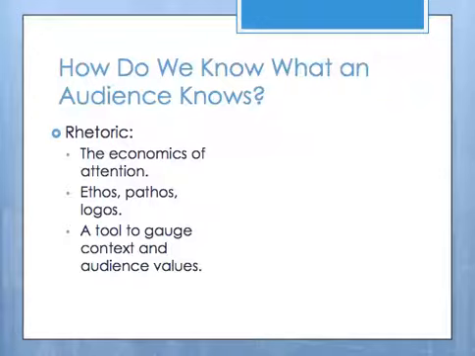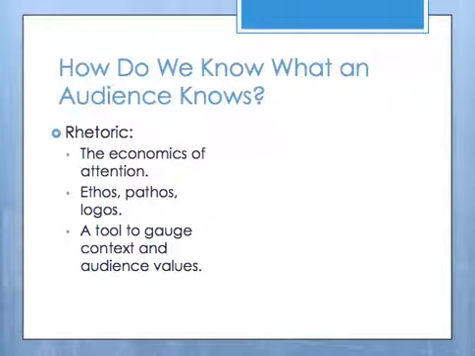Now we're going to go on to something I mentioned before, which is rhetoric. So how do we know what an audience knows? This all comes back to rhetoric and the economics of attention. So we think about what our audience knows to appeal to them and what they need to know, the information that we'll give them, as we are presenting any kind of argument, which everything that we put out into the public is some kind of an argument, right? It's saying that you need to pay attention to this, this matters to you.